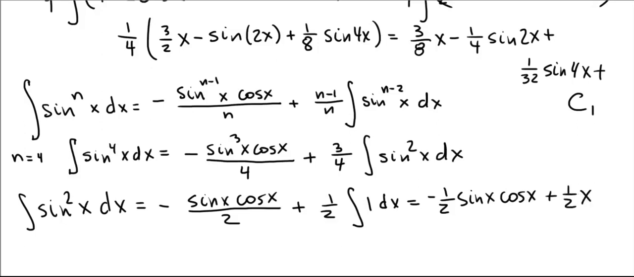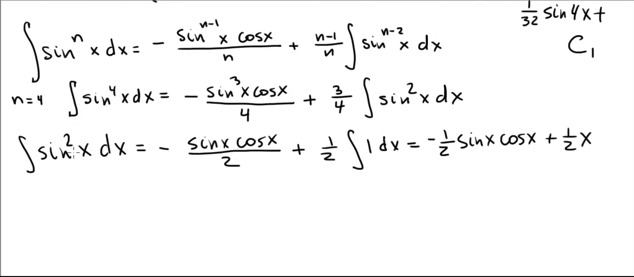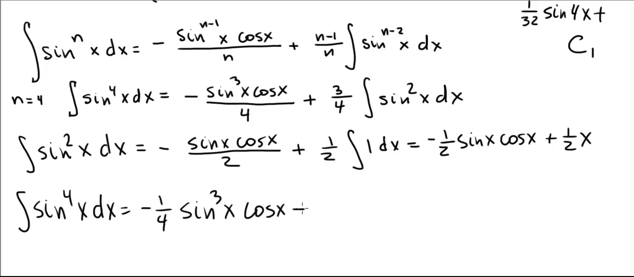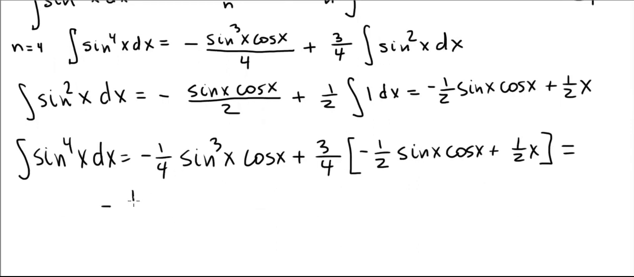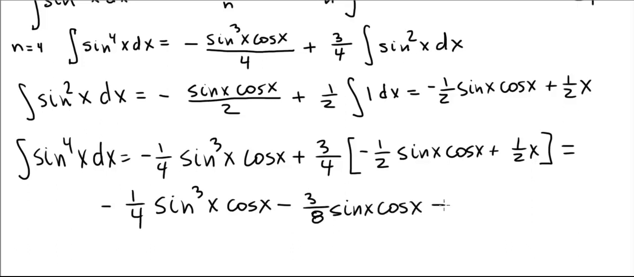Let's get back to the original integral. So our original integral was the integral of sine to the fourth of x. It was minus 1/4 sine cubed x cosine x plus 3/4 times the integral of sine squared, which we just found, that was minus 1/2 sine x cosine x plus 1/2 x. And then multiplying this through, we end up with the following answer: minus 1/4 sine cubed x cosine x minus 3/8 sine x cosine x plus 3/8 x plus constant of integration c2. So this is the answer that we get by using the reduction formula.